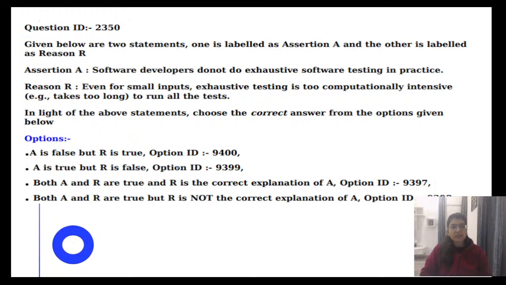Okay, so the assertion is software developers do not do exhaustive software testing in practice. And the reason is even for small inputs, exhaustive testing is too computationally intensive. For example, it takes too long to run all the tests. So you have to tell the correct answer, okay? And the time starts now.